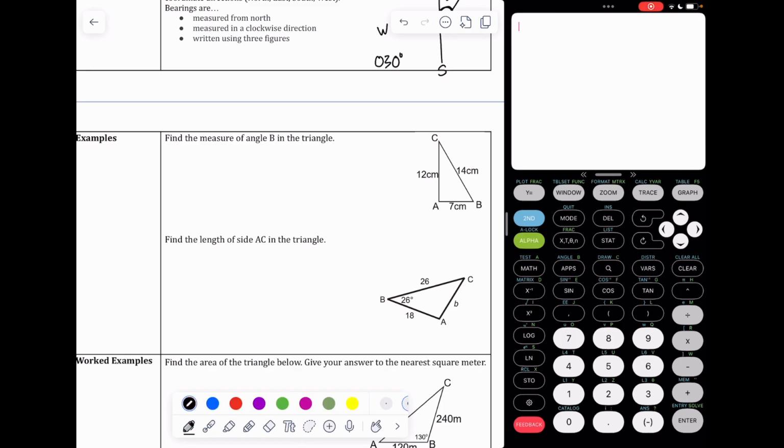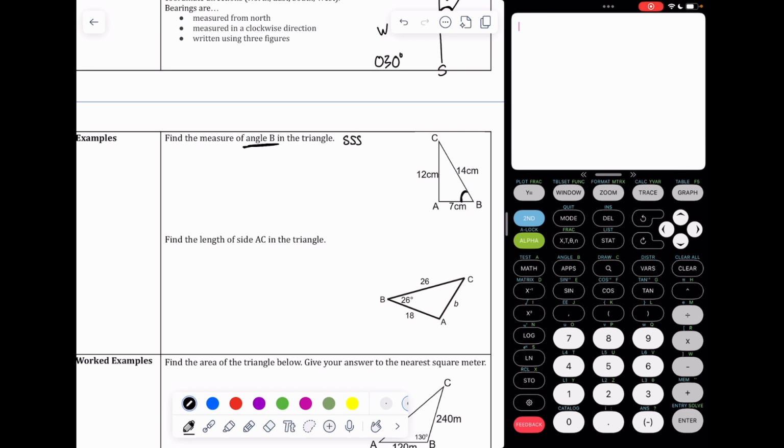Our goal is to find the measure of angle B in the triangle. So angle B, that is this one right here. When we think, okay, what information do we have right here? Well, we have all 3 sides, but no angles. So the info I have is side, side, side. The info I want is an angle.